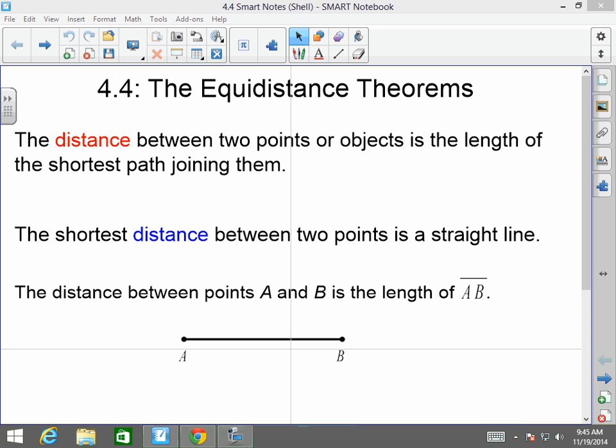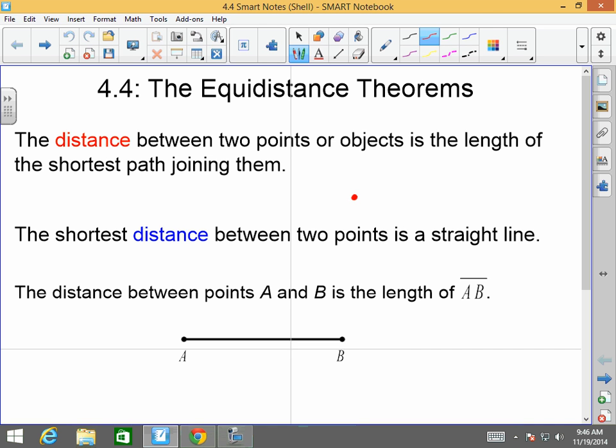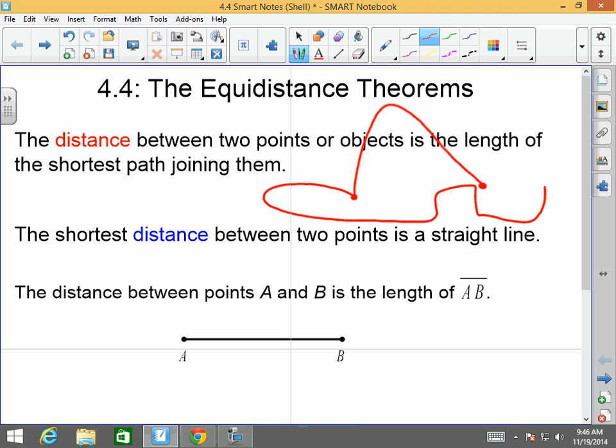When we're talking about distance, the distance between 2 points or objects is the length of the shortest path joining them. Now, think about that. If I have a point here and I have a point here, the length would not be by coming up here and then going around there, or by going backwards and then going up and then coming down and around and then going there. That's ridiculous. That's not going to be the distance. The distance will be the shortest path to the other point.